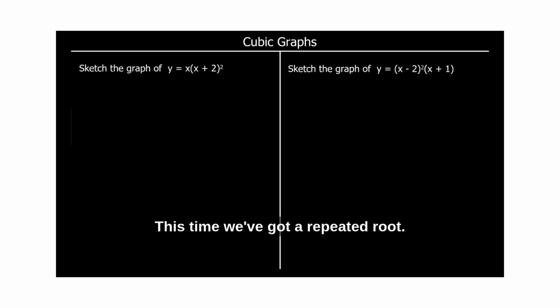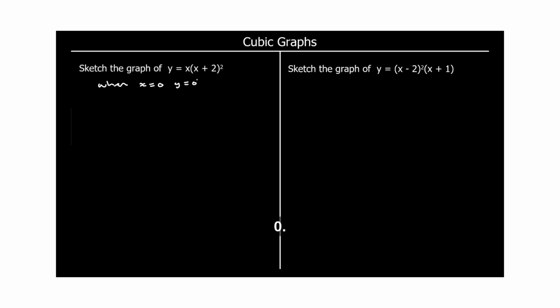And another one. This time we've got a repeated root. So we've got x times (x plus 2) squared. So x, x plus 2, and x plus 2 again. So the same thing: it crosses x when y is 0, crosses y when x is 0. So when x is 0, what do we have? We've got 0 times 2 squared. That's 0.